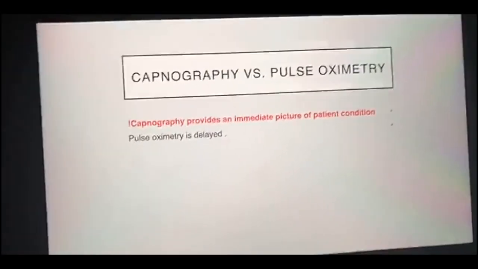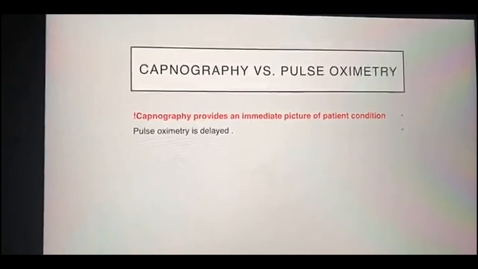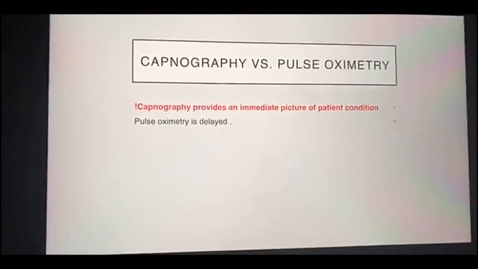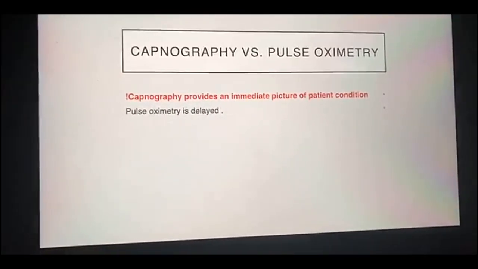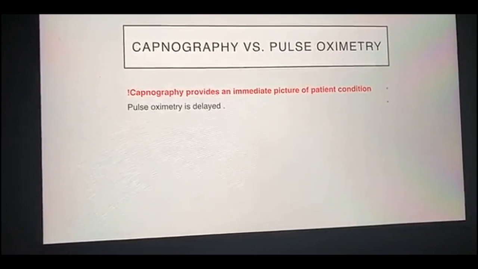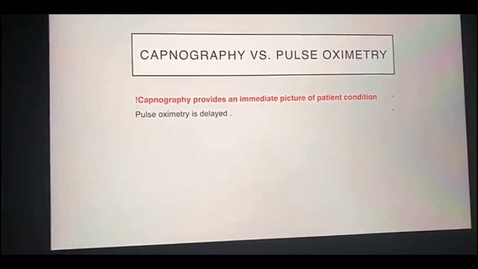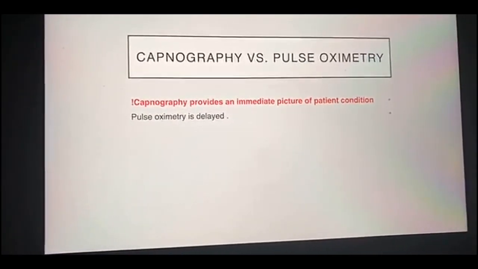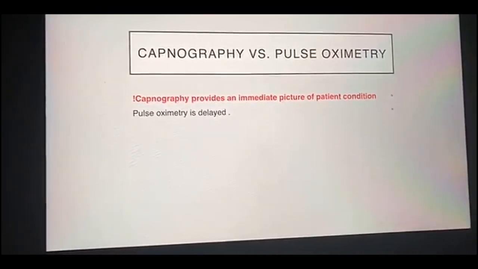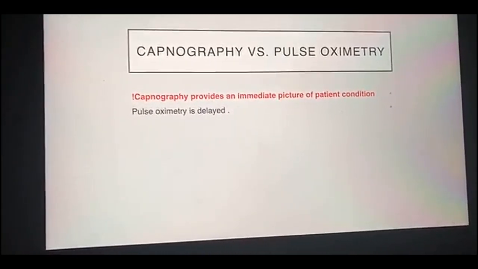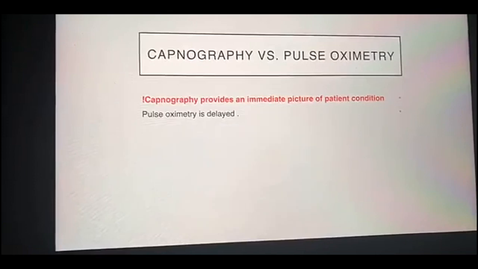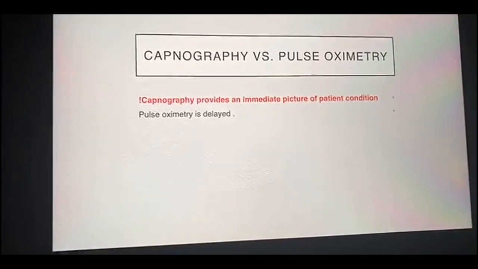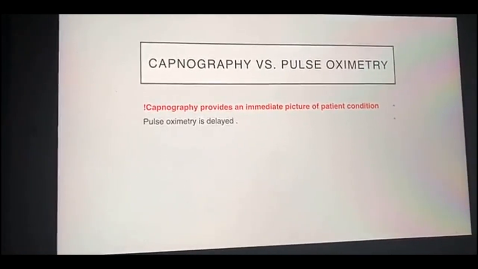So for example, I have a patient and he's attached to both capnography and pulse oximetry at the same time, and the patient becomes apneic. So capnography will detect this fatal condition immediately, while the pulse oximetry could show me that the patient is saturating well for the first 30 seconds up to 1 minute, then the saturation starts to drop.